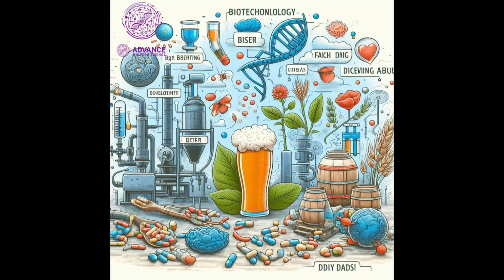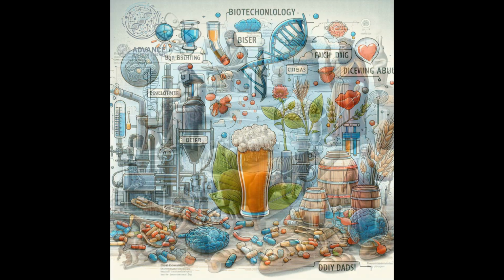Example 2. Fermentation processes in making beer and yogurt, employing microorganisms to convert sugars into alcohol or lactic acid. Example 3. Bioremediation, where bacteria or plants are used to clean up contaminated sites, including oil spills. Example 4. Genetic modification of crops to enhance yield, nutritional value, or resistance to pests and diseases.